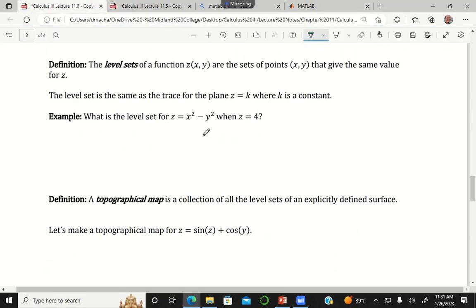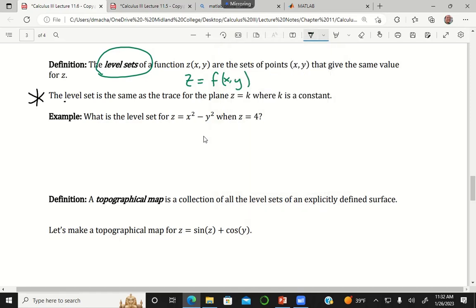So new definition, new vocabulary word. I might sometimes use this. If I ever ask you for the level sets of a function, the level set of a function where z is a function of x and y, so I would say x and y are my independent variables, z is my dependent variable. The level set, or a level set, would be the set of points, where a point is an x and y coordinate pair, that give the same value for z, or the same value for your function.